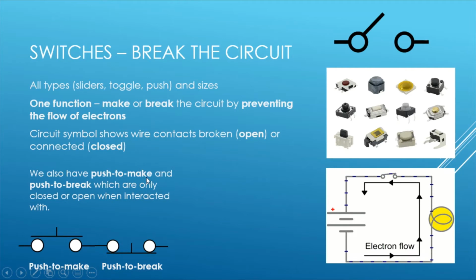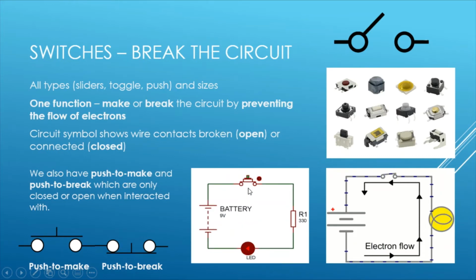There are push to make switches, which, if you imagine this is a contact here, if you push down on this, it will join these two contacts together and make the connection. And there are others where it's already joined, and if we push on it, it would break the connection, so it would stop the circuit. They just work oppositely. And here you can see we push down on it, it makes a connection, and it will jump back. Okay, so there are different types of switches.